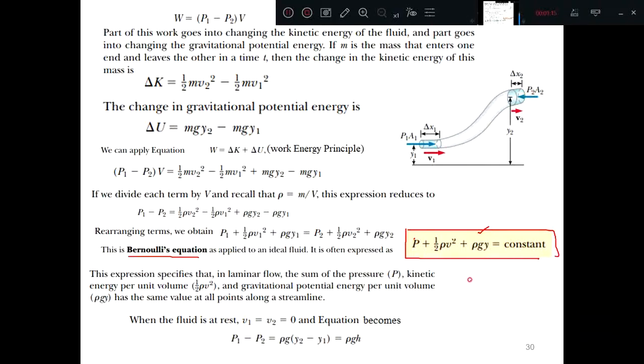Based on this principle, a number of devices operate by means of the pressure differential that results from differences in the fluid's speed. So many machineries or many devices work on this principle. We'll see the application part of Bernoulli later.